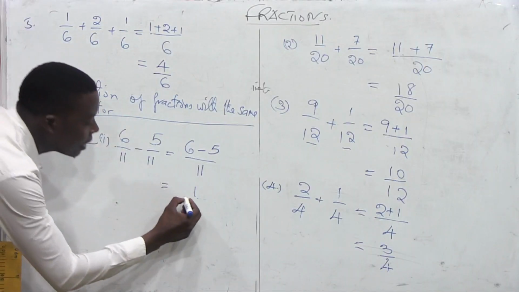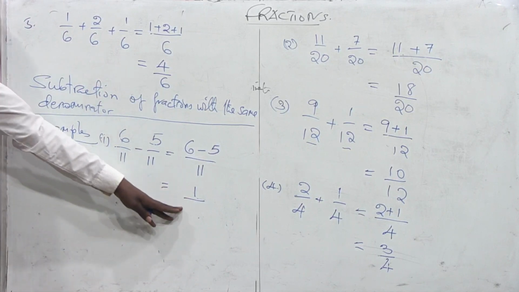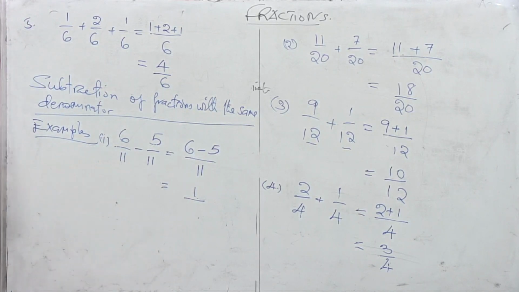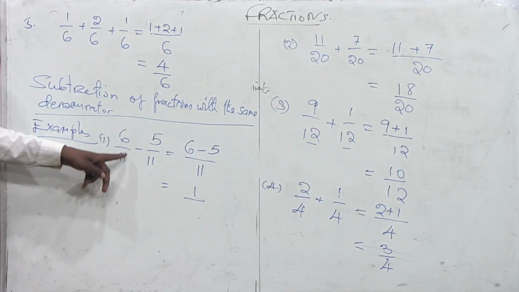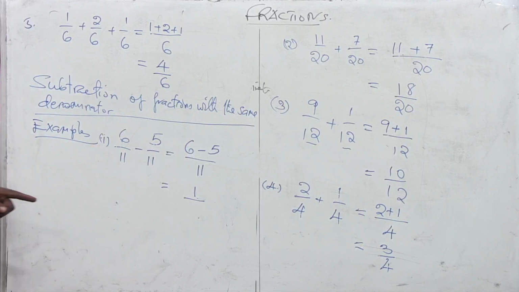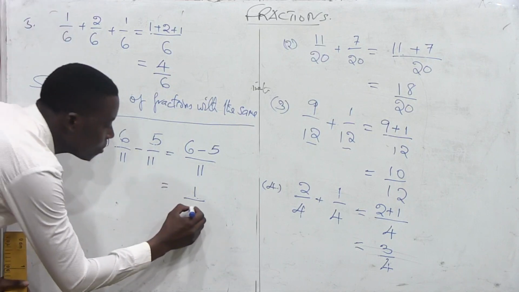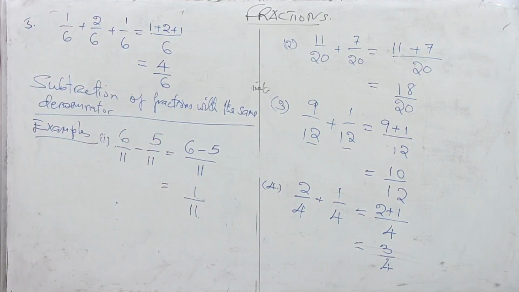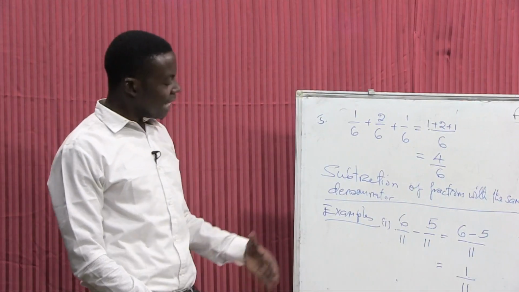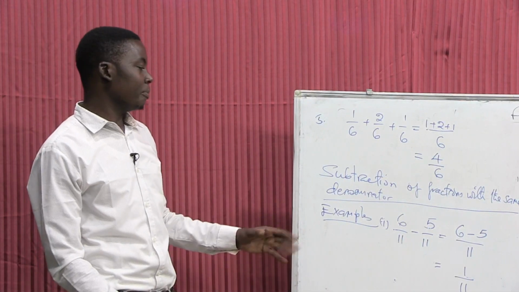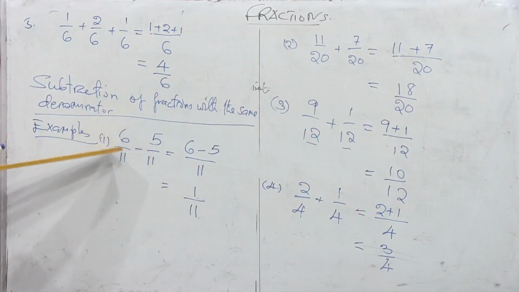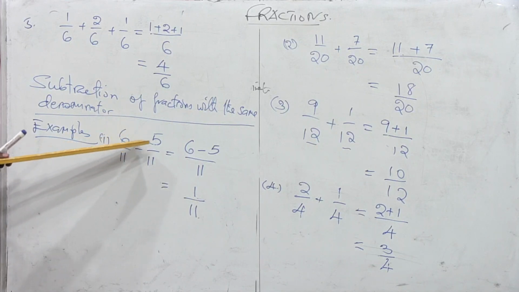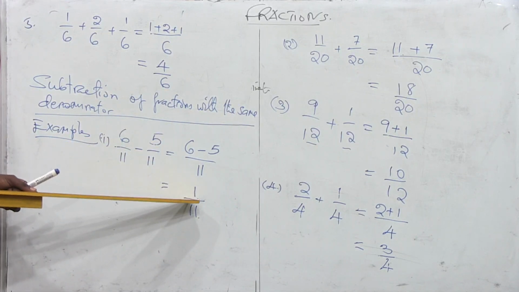Then put your line segment. Down, what is your common denominator? Your common denominator is 11, because 11 is in the first fraction and 11 is in the second fraction. So you put it here. Very, very simple. The answer now: if you take 6/11 minus 5/11, you remain with 1/11.